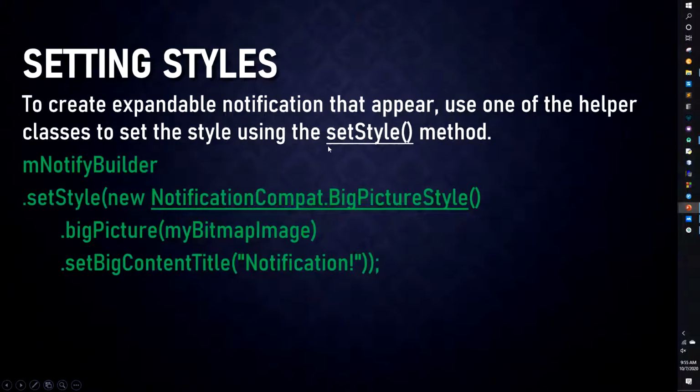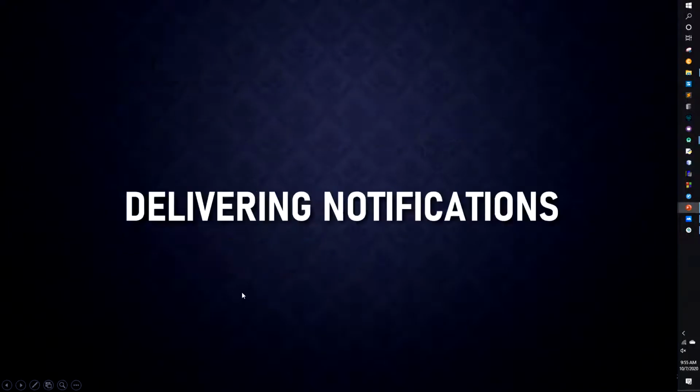So to set the style of your expandable notification, you can use the helper class we already talked about, the BigPictureStyle, and you can specify the picture that you have. You can pass this object, which may be the object that contains your image, and then you pass the content title. The same way we pass the content title, here you use setBigContentTitle instead of setContentTitle.